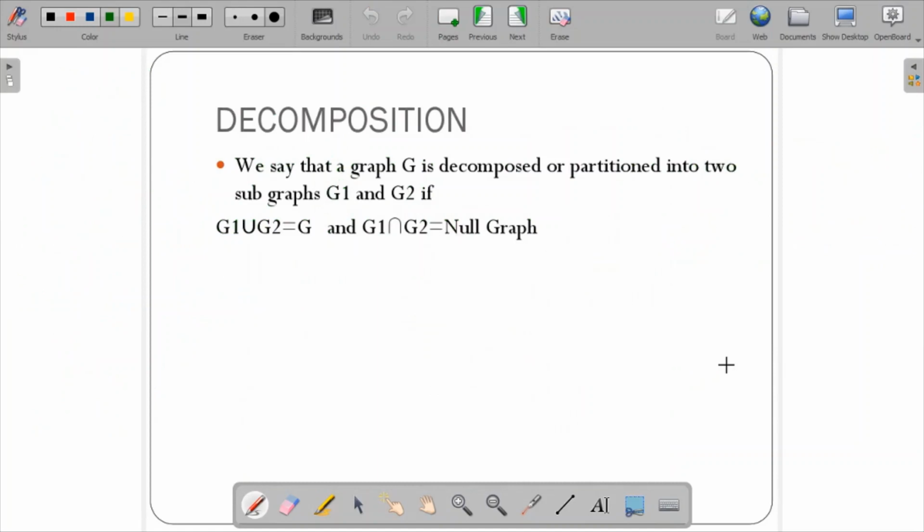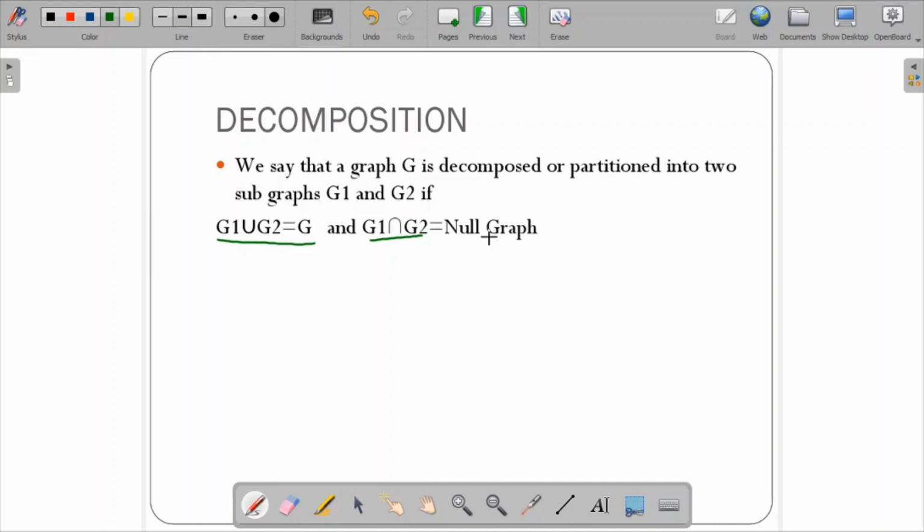Next is regarding the decomposition. We say that the graph G is decomposed or partitioned into two subgraphs, G1 and G2, in case G1 union G2 would give you G, and G1 intersection G2 will give you the null graph. So this is regarding the decomposition of the graph, where you partition the graph into two subgraphs.